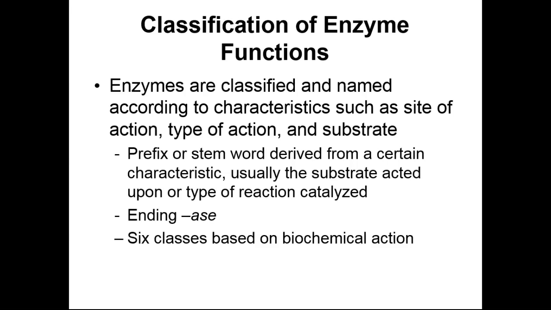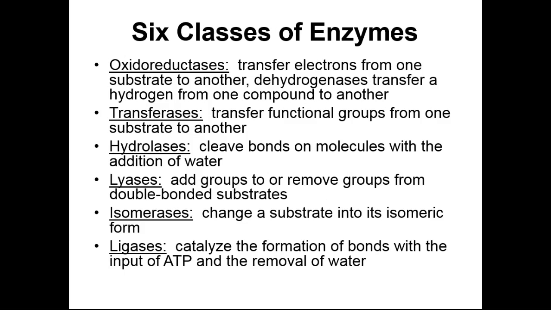Our enzymes can be classified according to the characteristics that they have at the active site, the kind of chemical reaction that they have, or the kind of substrate that they work with. Usually when we name an enzyme, the prefix or the root word in the enzyme is going to talk about some characteristic of the chemical reaction that's being catalyzed. And then the ending suffix in the name of an enzyme is "ase." Based on the biochemical action, we have 6 broad categories of enzymes. So let's look at some example names of enzymes.